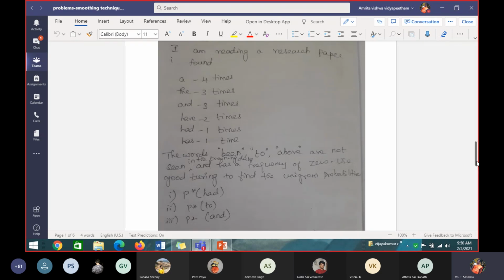N0 is 3. N1? 2. N2? 1. N3? 2. Can you justify what is N3? Number of words which are occurring 3 times in the corpus. So the total number of words occurring 3 times: the and and. Very good.